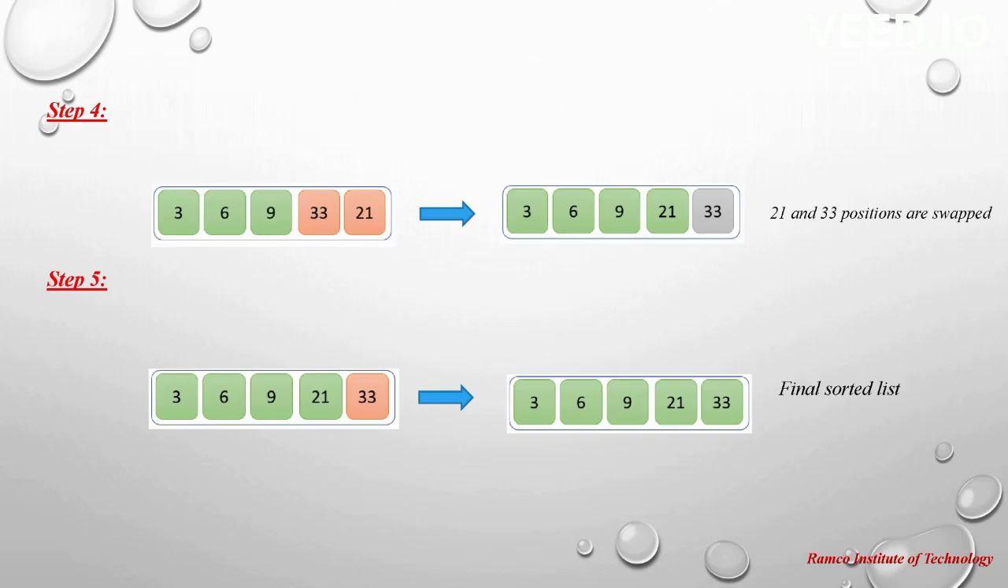In the fourth step, the value 33 is compared with the remaining only one element, that is 21. Here it finds that the value 21 is lower than 33. So the positions of 21 and 33 are swapped to produce the new list. In step 5, we only have one value left in the unsorted list. So therefore it is already in the sorted list.